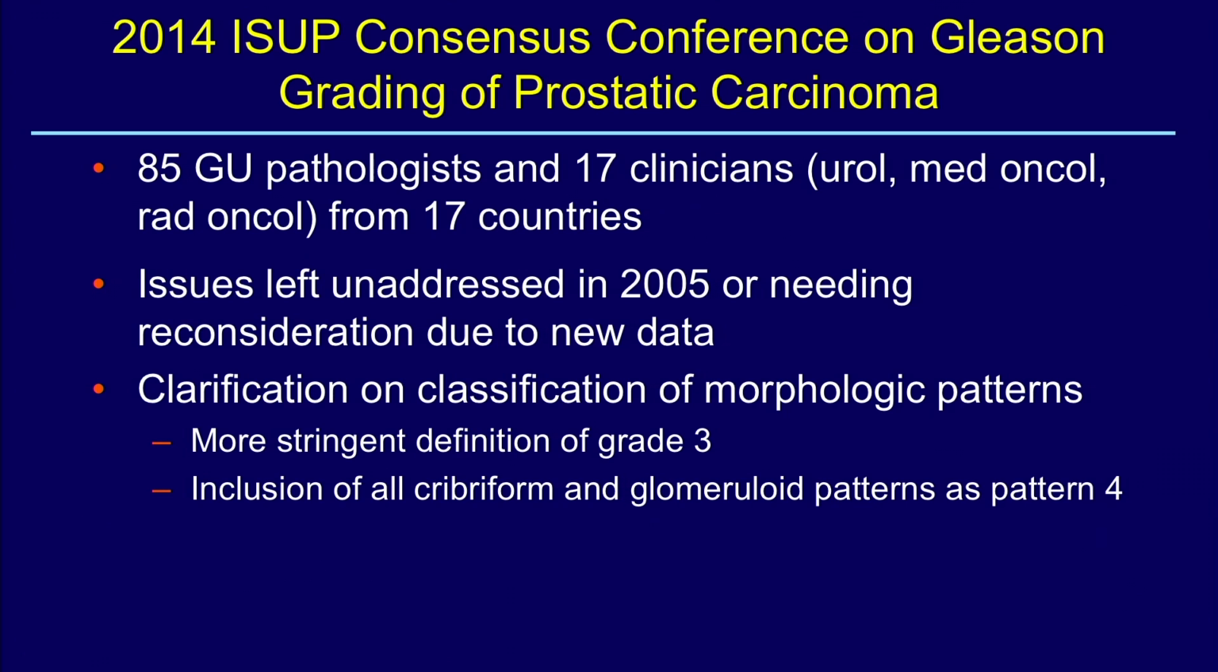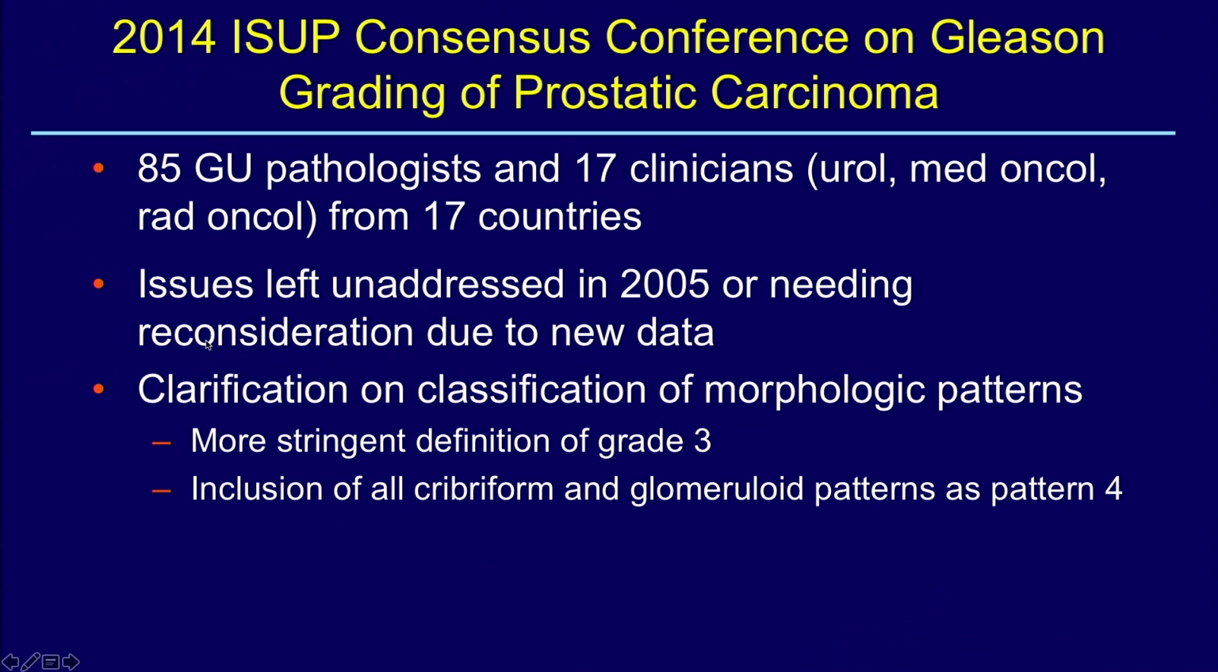Well, we met again. The ISUP met again in 2014, and we did things a little different this time. This time we included a lot of GU pathologists from around the world, but we also included a number of clinicians, urologists, medical oncologists, radiation oncologists from 17 countries to be a part of this and weigh in on what we were doing. We tackled a few things that were left unaddressed in 2005 or needing reconsideration due to new data.